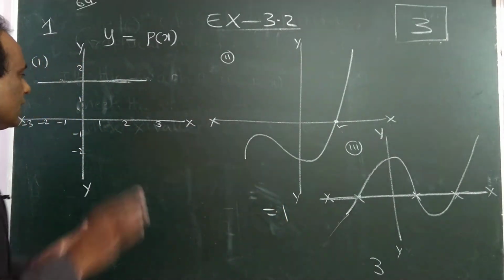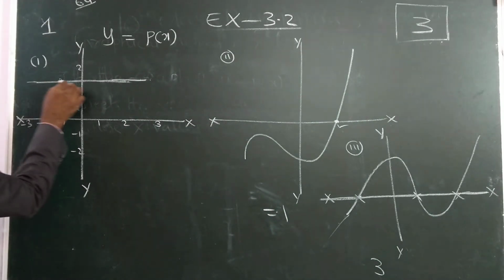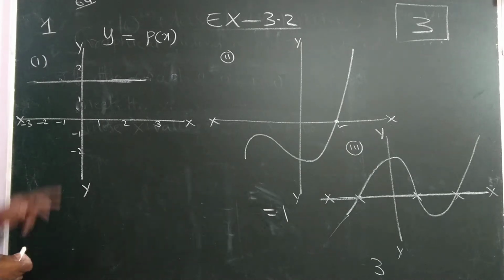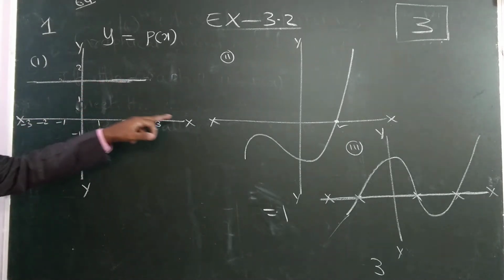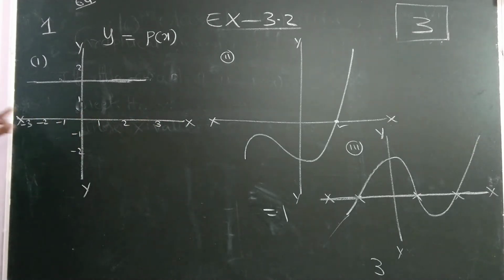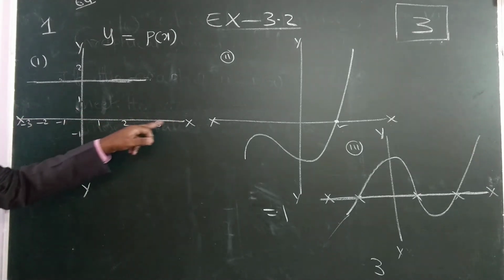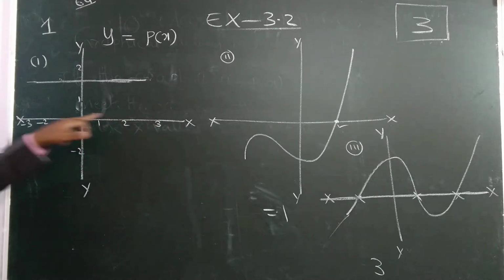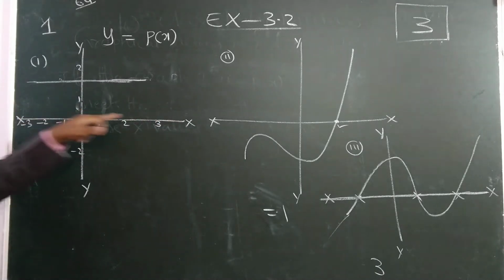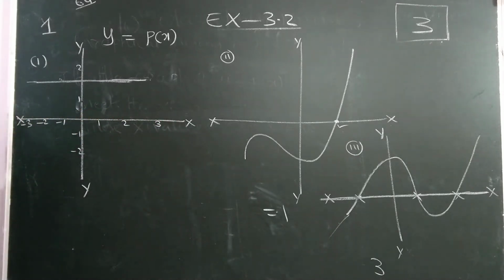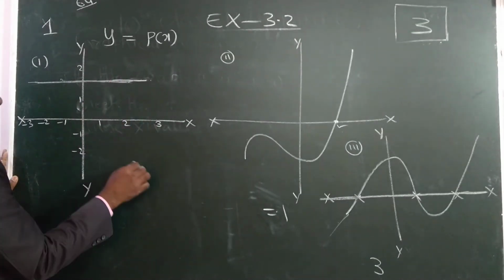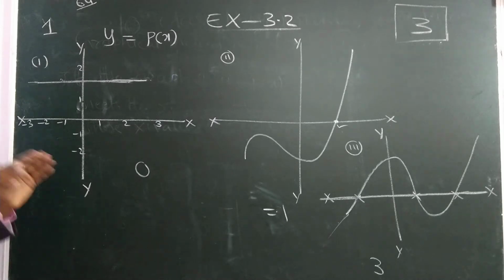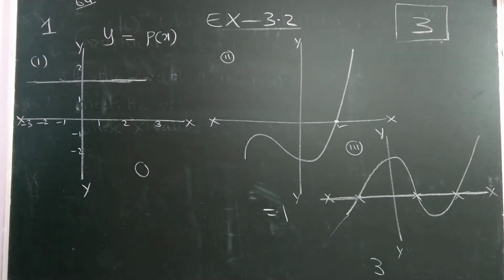Similarly, see here, don't write. This is the graph, only a line. Where is it meeting the x-axis? It is not at all meeting the x-axis. So it is not meeting the x-axis means there is no zero of the polynomial. Answer is 0. So how many zeros of the polynomial? No zeros of the polynomial.